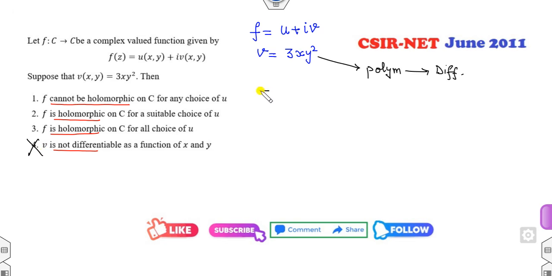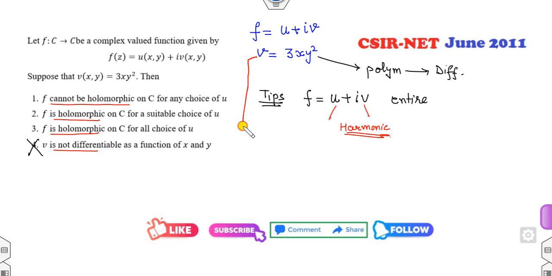Now, how can you check about the entire function? Remember, if you have the function u plus iota v, it is said to be entire when u or v is a harmonic function. If u or v is not harmonic, then it is not entire. Now, since v is given, my target is to check whether vxx plus vyy is 0 or not. So let me check quickly.